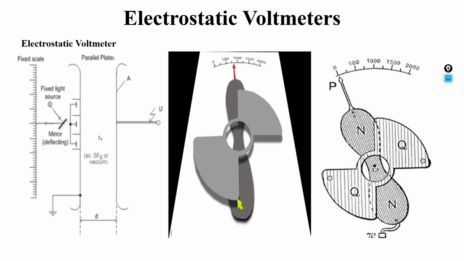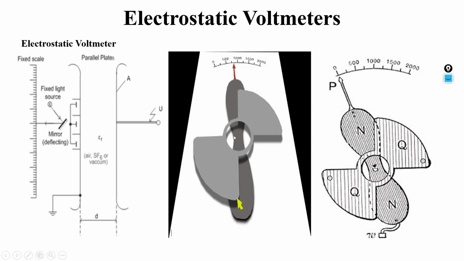So these are the figures of your electrostatic voltmeters. This is one type of arrangement where the light beam is used for the measurement. Here, instead of a pointer and scale arrangement, a scale is there, but a mirror is used and a fixed light source is used. The beam of that light falls on this scale, and in that case we can get the corresponding value of the voltage to be measured.